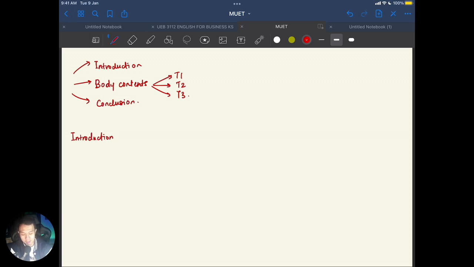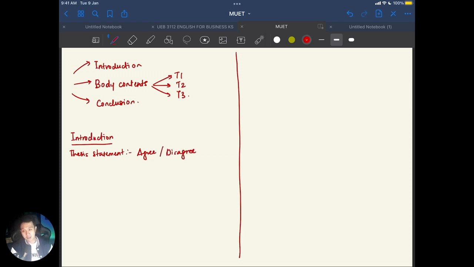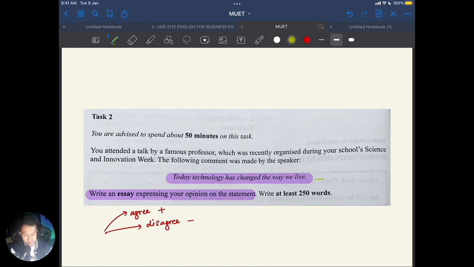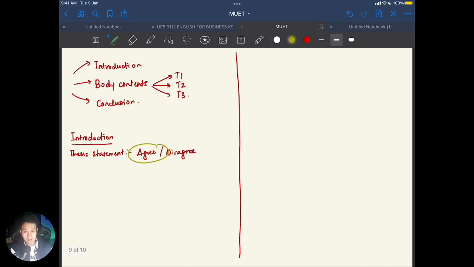Let me divide this. For your introduction, you need your thesis statement. What is your thesis statement? Your thesis statement here has to be you agree or disagree. Now that you choose one side, in this case, I would like to say I agree. Coming back to here, today technology. So I agree on this statement: today technology has changed the way that we live. Once you're done with this statement, remember you need to state the 3 ideas of your essay. That means topic sentence 1, topic sentence 2, topic sentence 3.